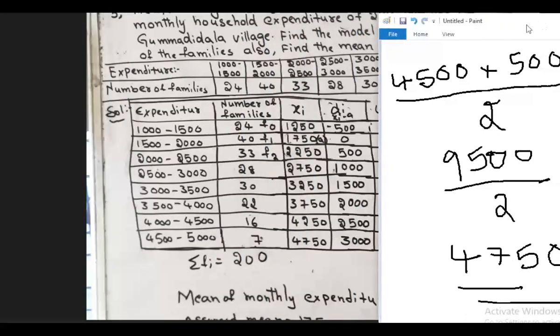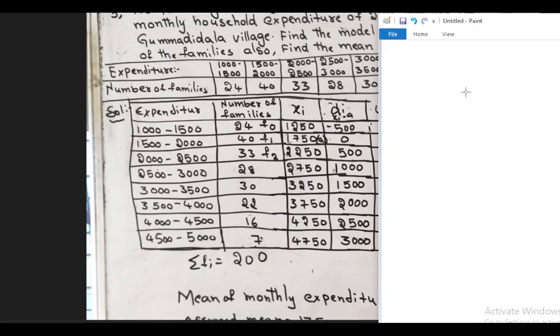So if we observe, the data is really large in size. That is why we are going for the step deviation method, as the data is large in size. Here we are not going for the direct step deviation method. Step by step we will check. First we check the deviation method, then we go for step deviation. So first we take the deviation.